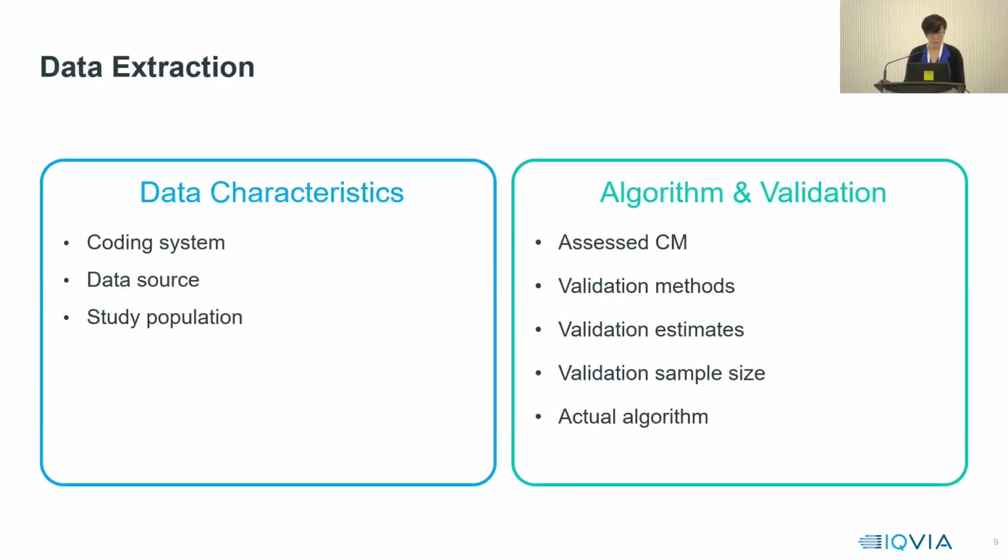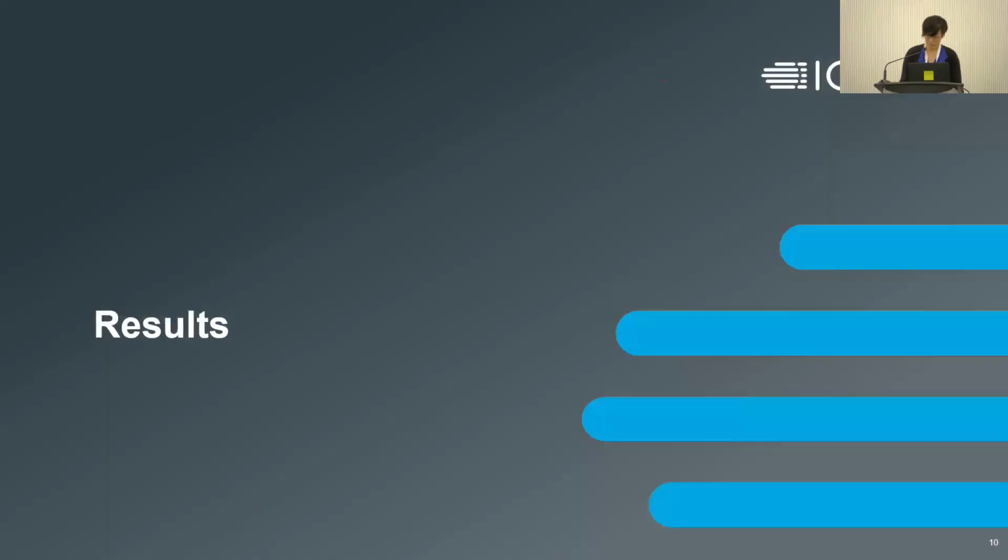So we extracted the characteristics of the data, such as the data source, the study population, and the coding system, and also related to the algorithm, including what congenital malformation was assessed, the validation method, the estimates, the sample size, and whether they have the actual algorithm.